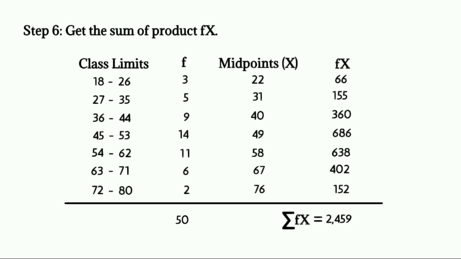Kung ang random sample ay 40, dapat 40 din yan. Kung ang random sample ay 100, dapat 100 din. So that means the total frequency should always be equal to the number of sample or the number of values in the sample.